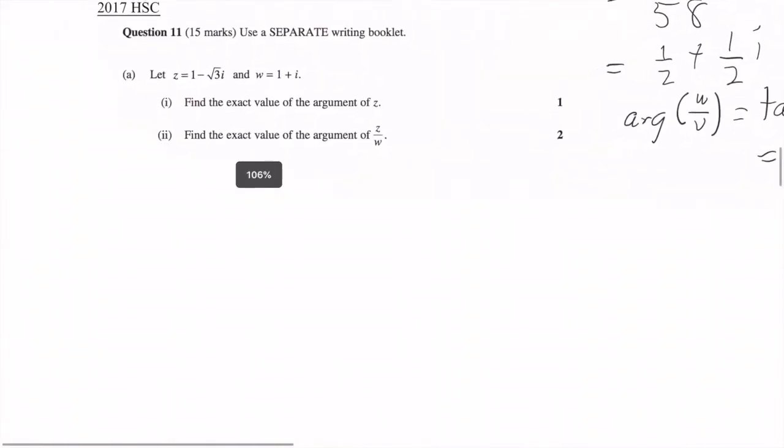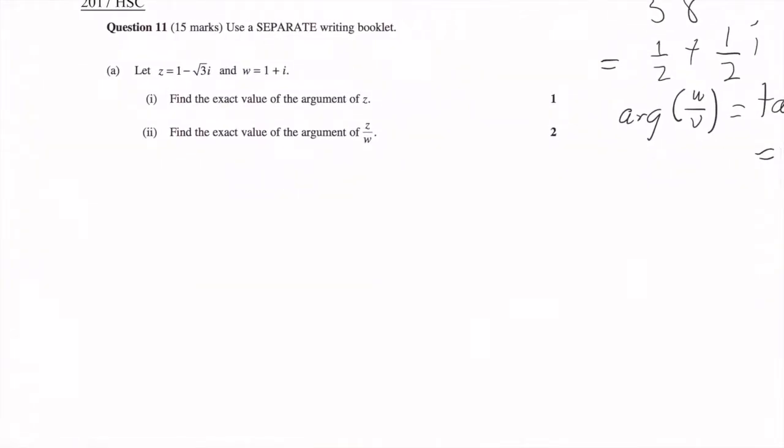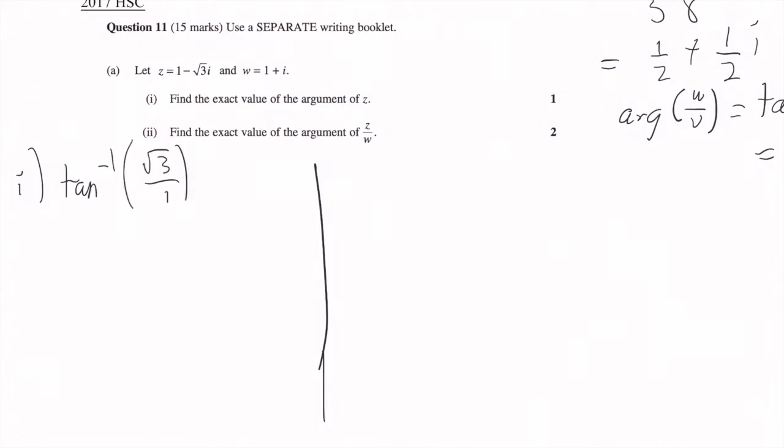4. Now let's look at this question from the 2017 HSC. To calculate the argument of z, we will do arctan of root 3 over 1, which would be pi on 3. But the imaginary value is negative.